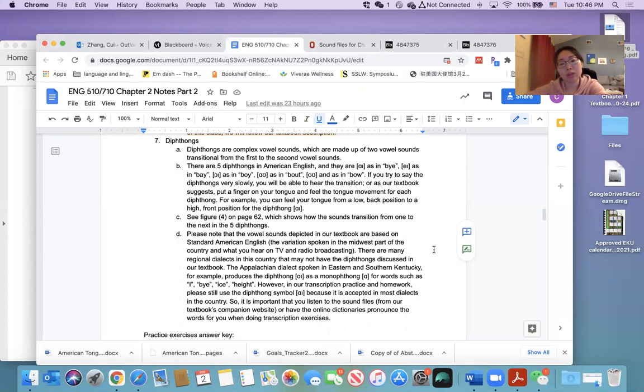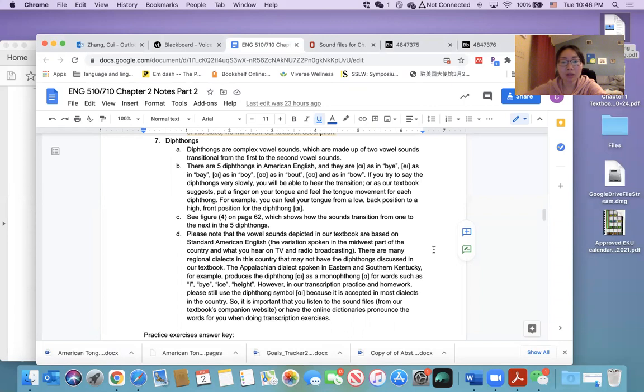However, I do want to put a caution there that all online dictionaries as well as physical paper dictionaries have their own way of transcription. Okay, and the way you see they transcribe their words are different from our textbook transcription. So you cannot use or adopt their transcription for the transcription exercises that you are going to do for this chapter. Please do use our phonetic symbols for the transcription exercise.